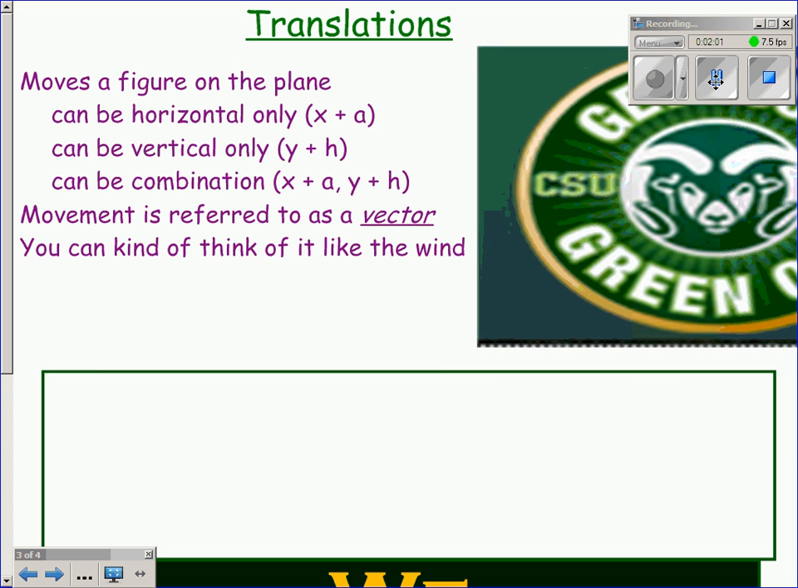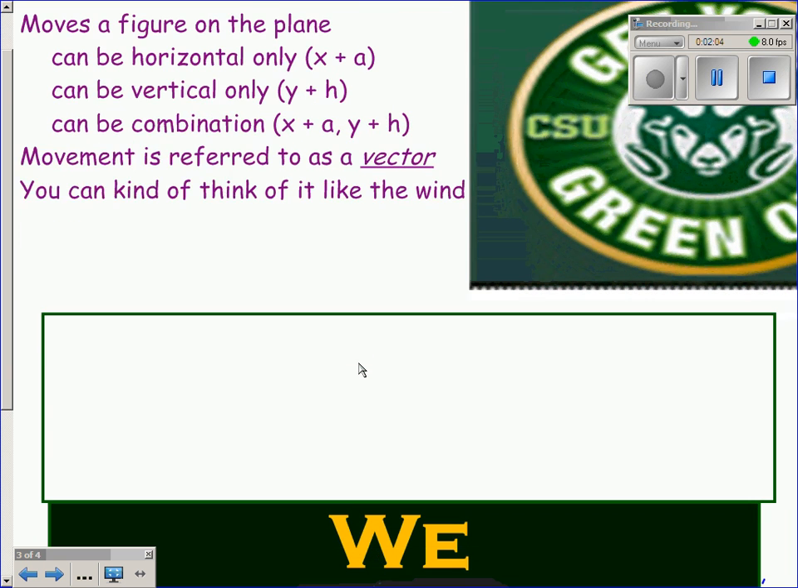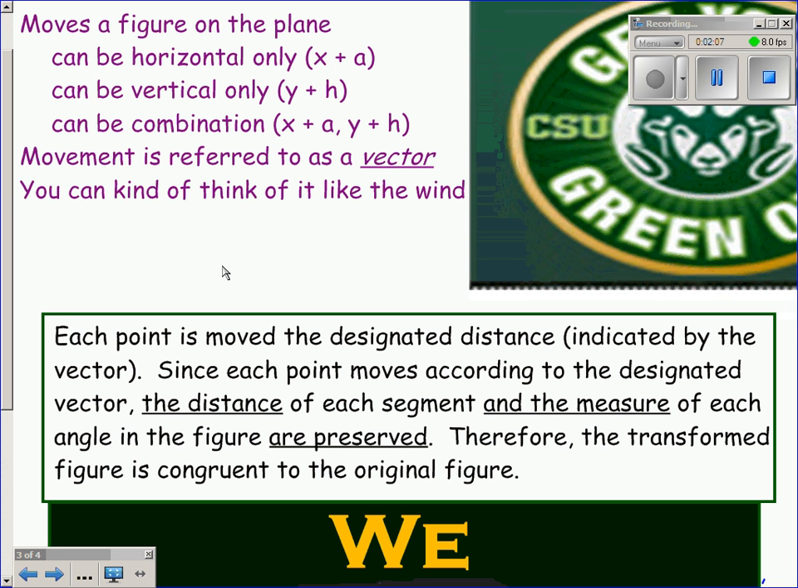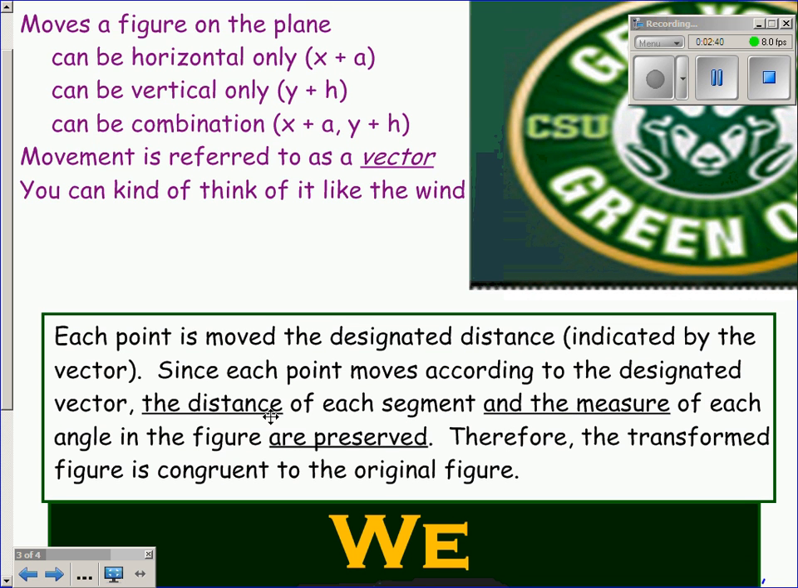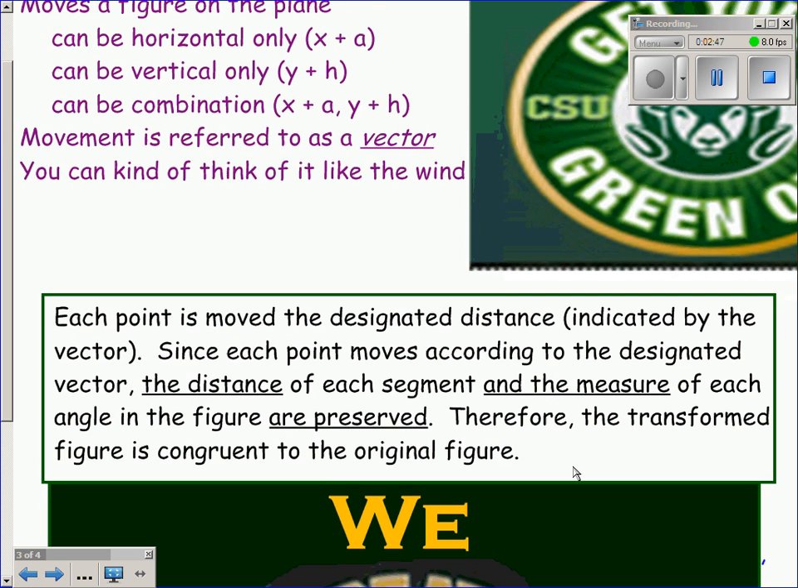Okay, so we'll get our green on over here for a while and think about this. Each point of the figure is moved the designated distance, which is indicated by the vector. Since each point moves according to the designated vector, the distance and the measure of the angle is preserved within that figure. That means that the translated figure is perfectly congruent to the original figure. And that's an important point of translations. Any type of transformation which preserves distance and angle is called a rigid transformation. We'll talk more about rigid transformations in a little bit.